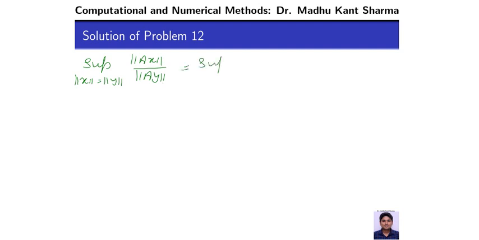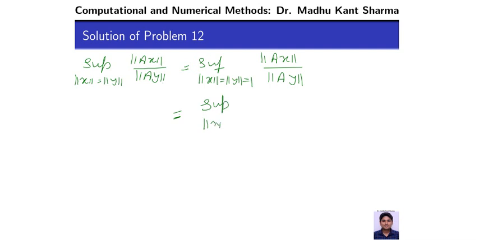Now note, the supremum over norm x equals 1 is independent of the supremum over norm y equals 1, right? So you have here the supremum over norm x equals 1 of norm Ax, which is norm A. So this is equal to norm A times the supremum over norm of y equals 1 of 1 by norm of Ay, since x and y are independent.